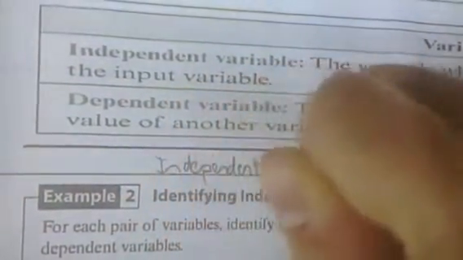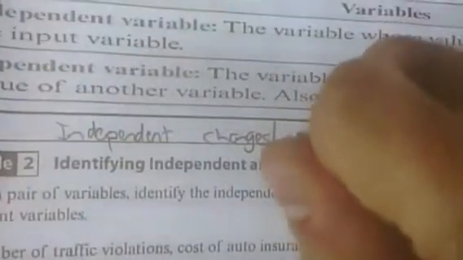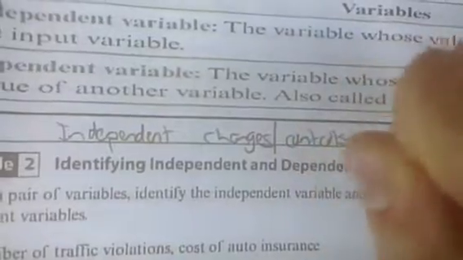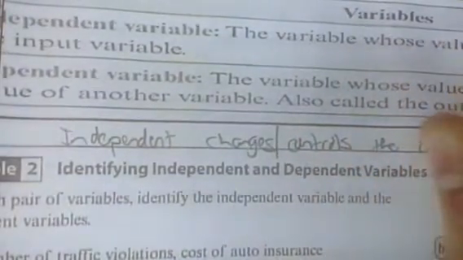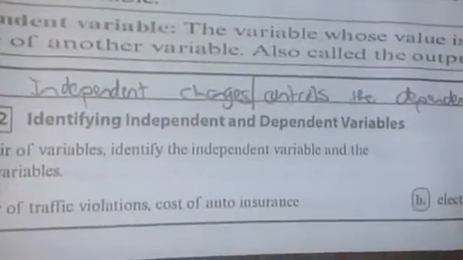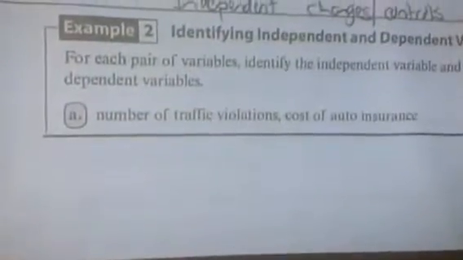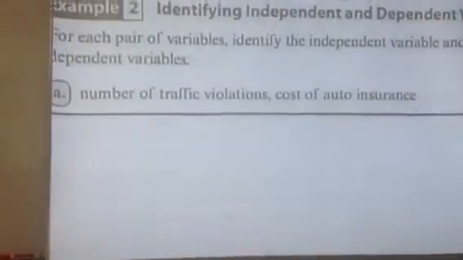Another way to remember it is that the independent changes or controls the dependent. Okay? So the value of the independent variable, that's the one that can change. That's the one you can choose. And it controls the dependent variable. So, let's look at example 2. For each pair of variables, identify the independent and the dependent variables.